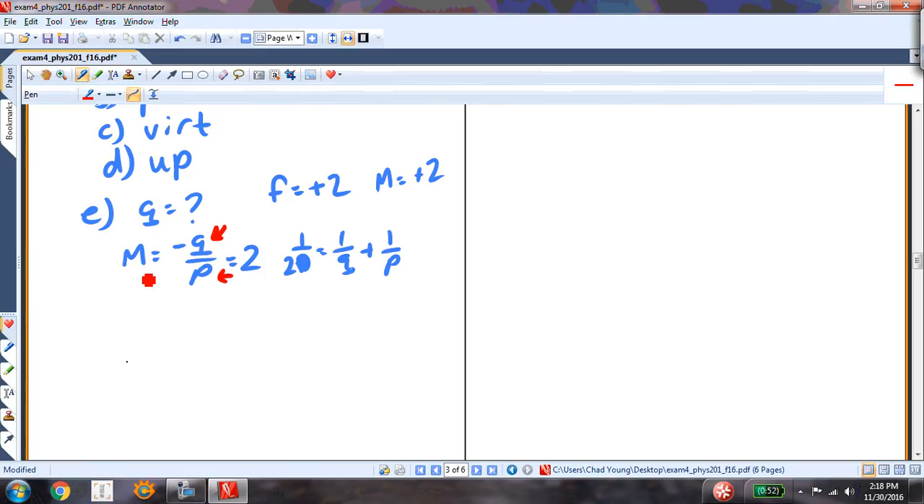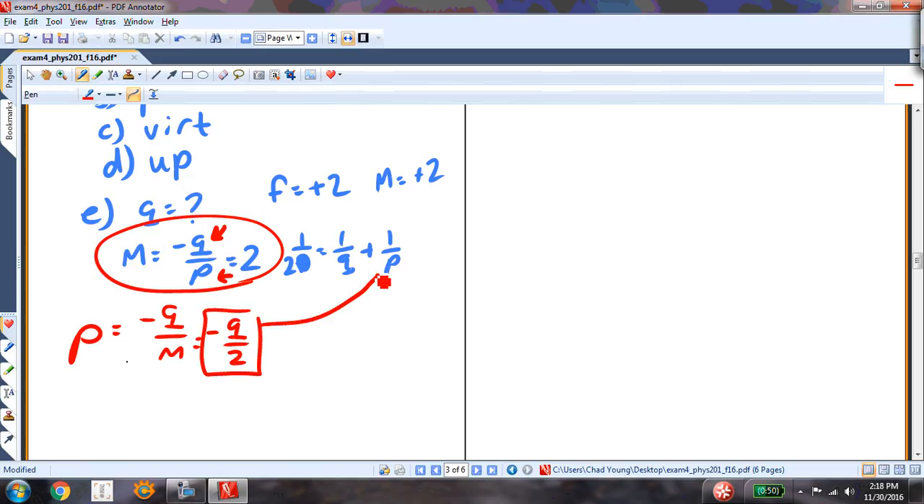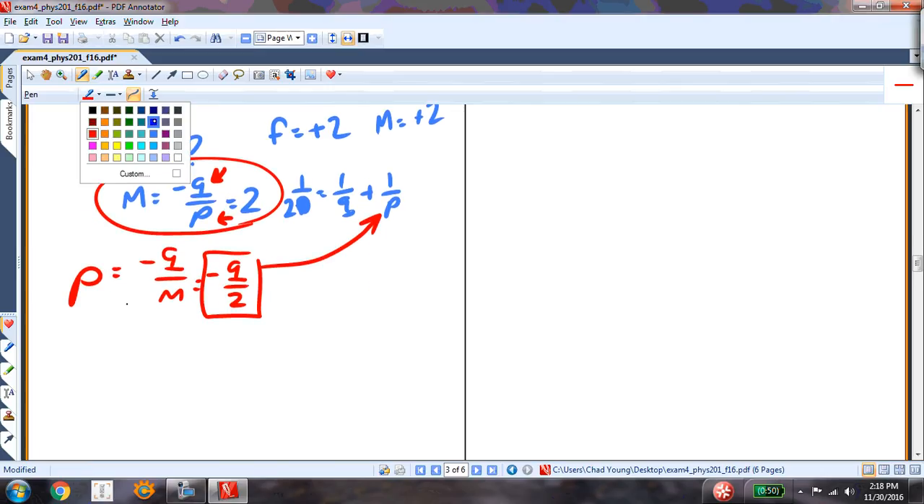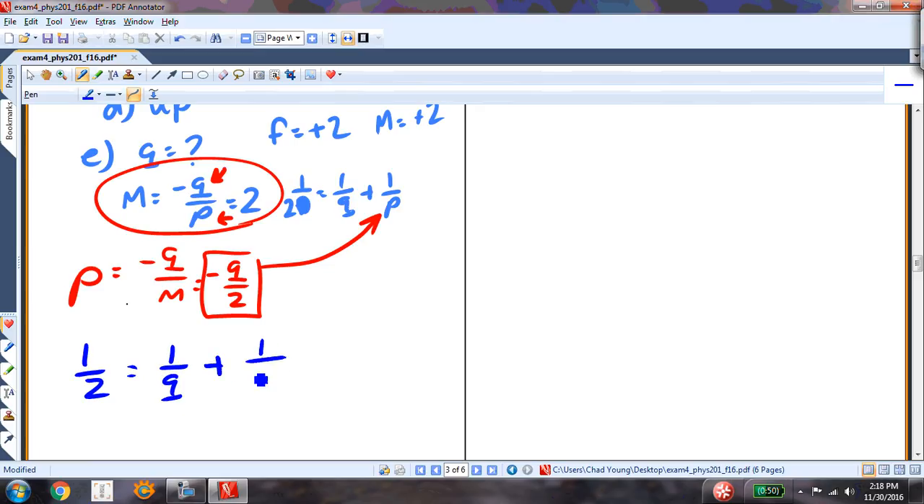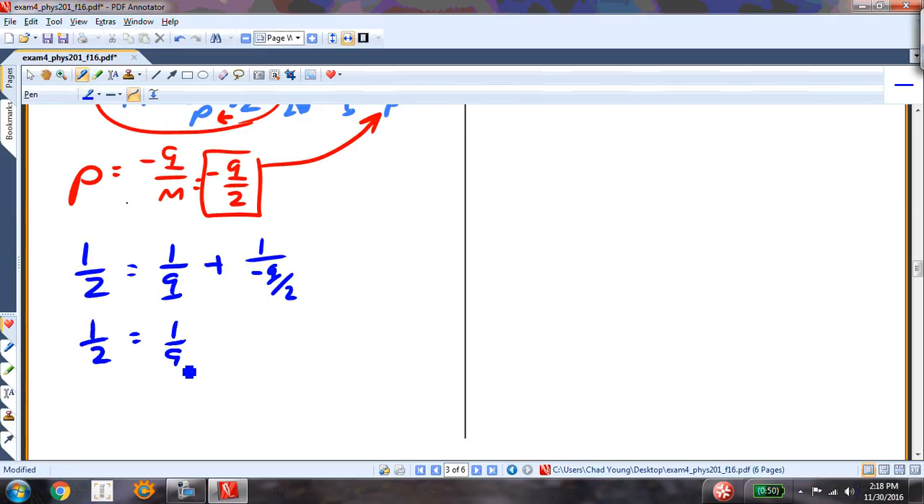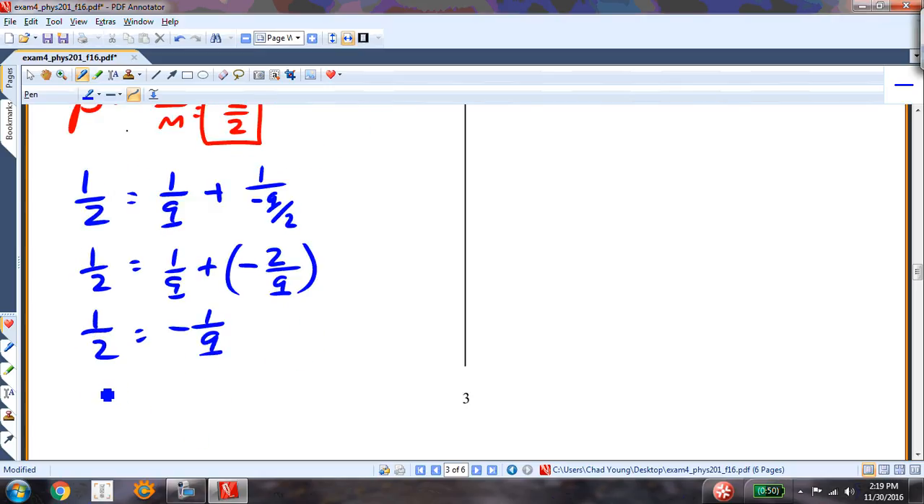I'm looking for q, so I'm going to take the magnification equation and solve it for p. I get p equals negative q over m, which is negative q divided by 2. I'm going to plug that in up here. When I do, I get 1 over 2 equals 1 over q plus 1 over negative q divided by 2. I can rewrite this a little bit: 1 over 2 equals 1 over q plus negative 2 over q, or 1 over 2 equals negative 1 over q. 1 over q minus 2 over q is negative 1 over q. And so q, however you want to get to it, take the inverse of both sides or cross multiply, q is equal to negative 2 meters.